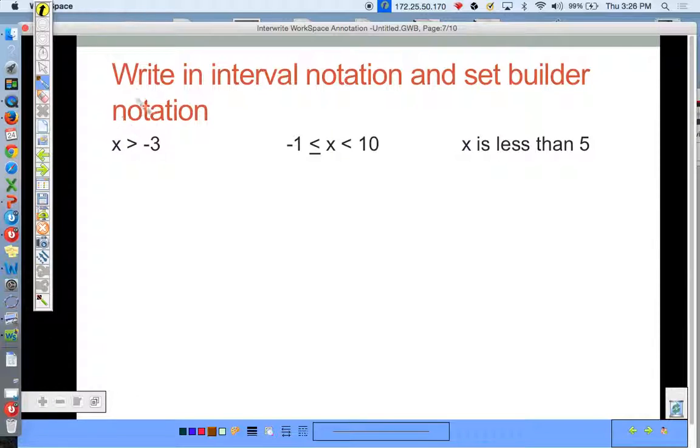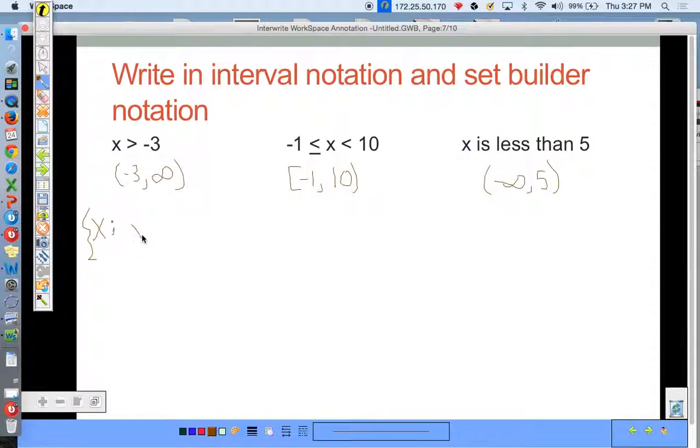Interval notation. So we'll start with interval. x is greater than negative 3. So our smallest value is negative 3, and it can go on to infinity. This one, our smallest value is negative 1, but it includes it, so we use the square bracket, up to 10. We'll have a parenthesis. And x is less than 5, so it can be small, negative infinity to 5.